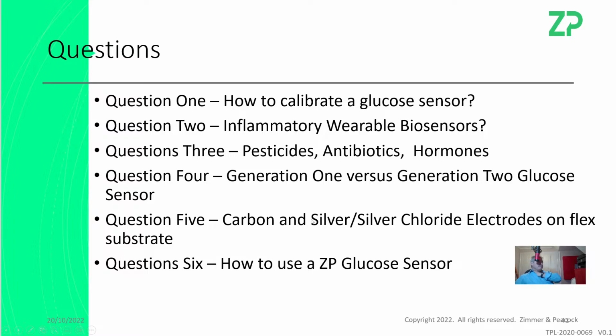Now, we can print carbon and silver chloride on flex substrates. It's really of no particular issue. And how to use a glucose sensor: we do have a lot of videos out there, and really they are compatible with PalmSense. The enzymes are already immobilized on the sensor. You don't have to add them.